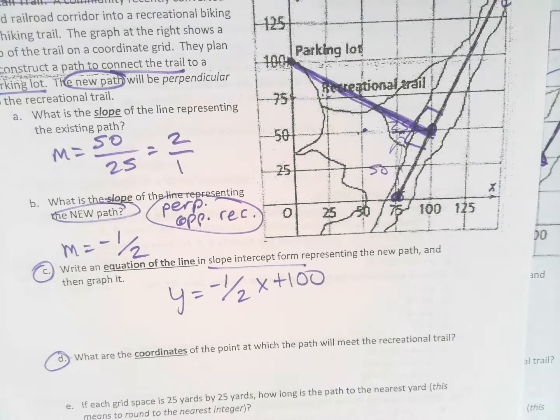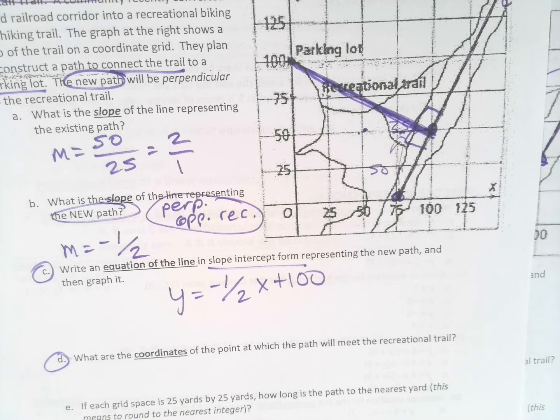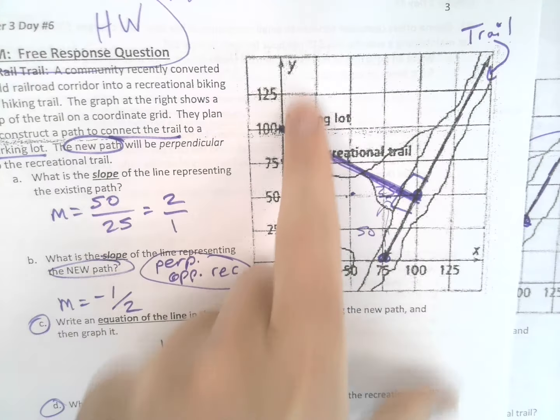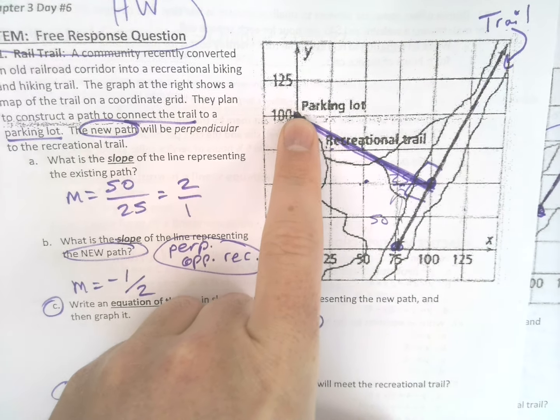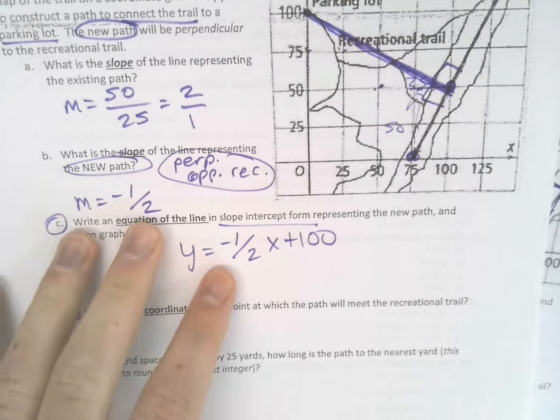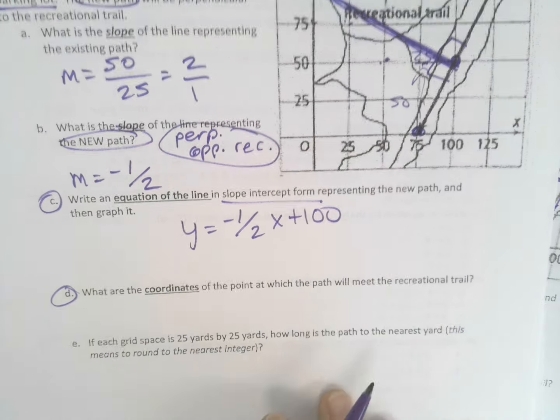Yep. We know our new path is hitting the parking lot. Well, the parking lot is on our y-axis. It's sitting at 100 on the y-axis, so that's your y-intercept. That's your B. And we already found the slope in part B. Nice work, man. How about part D?